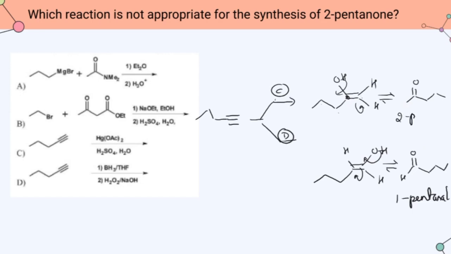And what about this? This is 2-pentanol. So which reaction is not forming 2-pentanone? The last reaction. Reaction D will not form 2-pentanone.